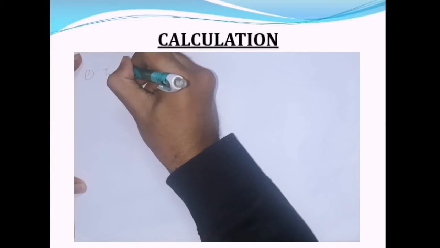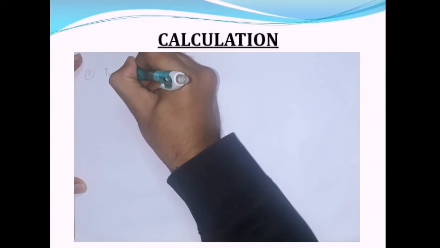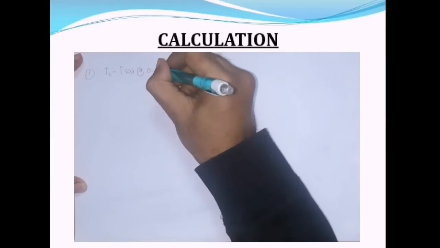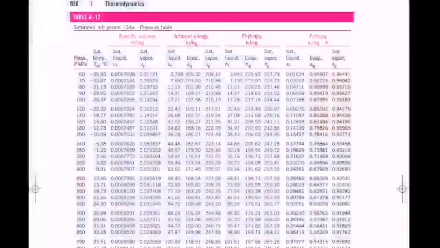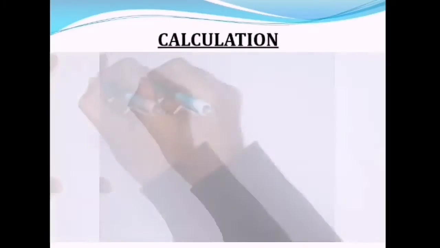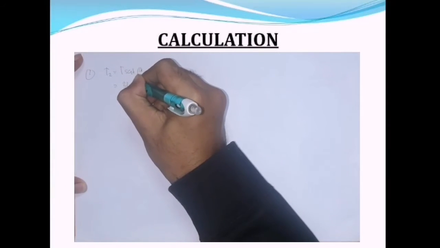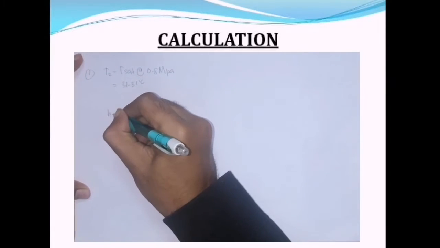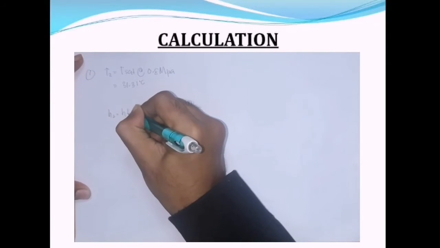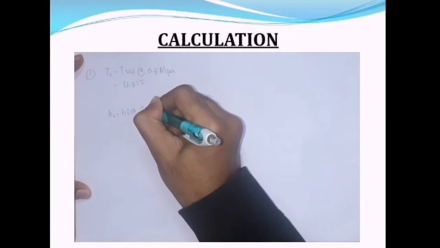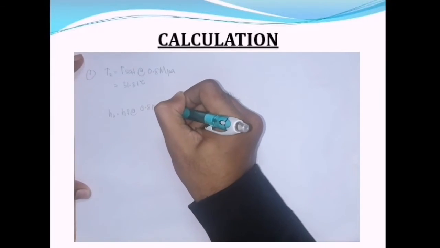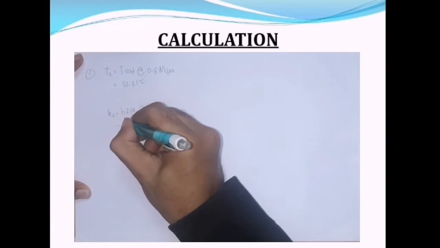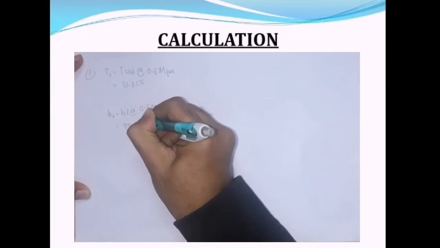T1 equal to T saturated at 0.8 MPa. You can see in this table, 31.31 degrees Celsius. Then h1 equal to hf at 0.8 MPa. You can see in this table, 95.47 kilojoule per kg.